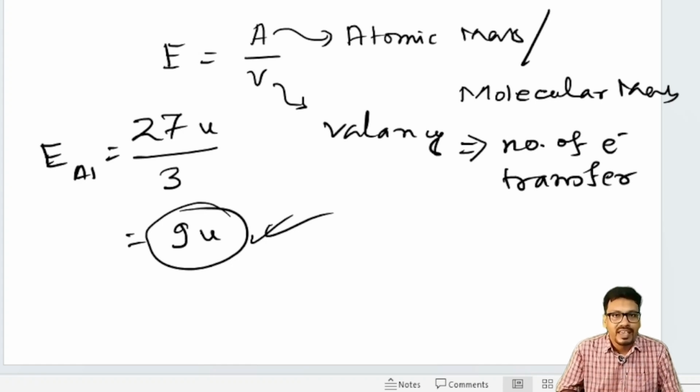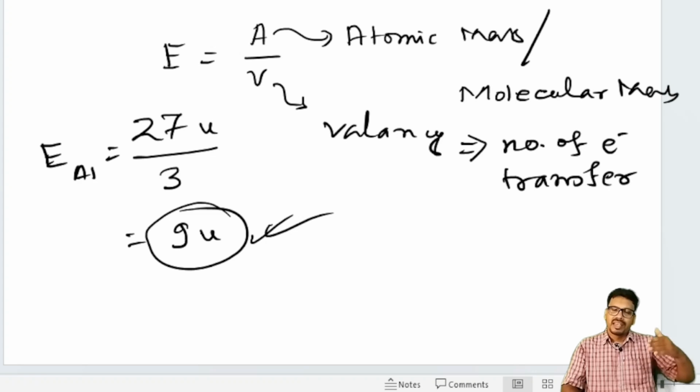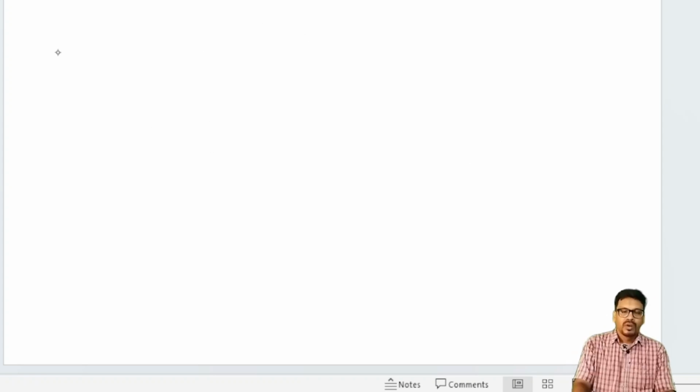Valency is the combining capacity of an element to the other one. So what is the combining capacity? Combining capacity is the number of electrons transferred. Any element can donate electrons or accept electrons, so here the electron transfer is very important. So this is the valency. Nowadays the number of electrons transferred is used for the calculation of the equivalent weight. Clear? We can calculate the equivalent weight of different substances.